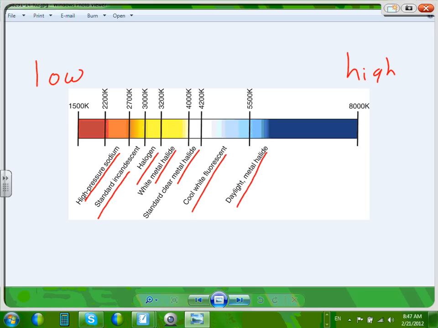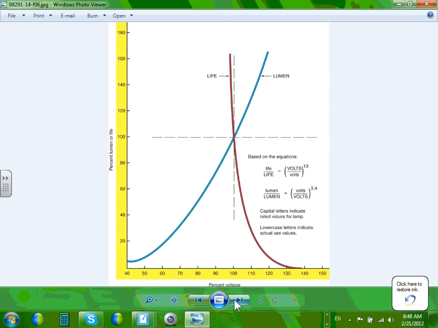Any question, guys, about the Kelvin? K stands for the Kelvin. So high Kelvin, high temperature, more bluish. Low Kelvin, low temperature, and that will be more reddish. And we went through this one in the book, guys, too. Okay, so these are the main things, in your book, guys, it talks about the Kelvin.